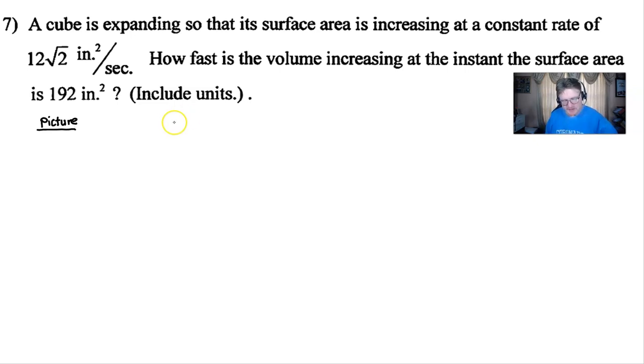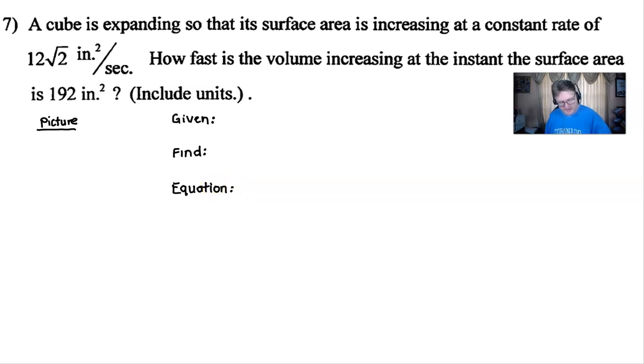And then I always tell students to write down all the things that they are given. Write down what it is that you're trying to find. And then, of course, sometimes the hardest thing is to determine what is the equation. The given, the find, and the equation.